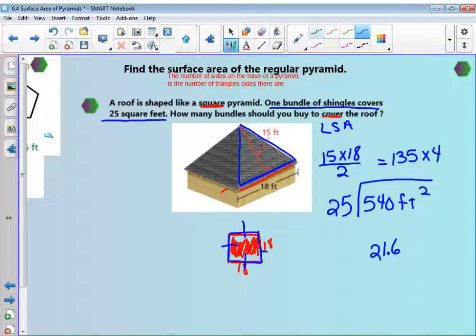So we have to think once again, what are they asking us? It says, how many bundles should you buy to cover the roof? Can I buy 21.6 bundles? No. So in this case, we're going to have to round up because I can't go down to the lumber yard here in Emmitsburg and just buy 0.6 of a bundle. I'm going to have to buy that whole next bundle. So therefore, we're going to have to buy 22 bundles.